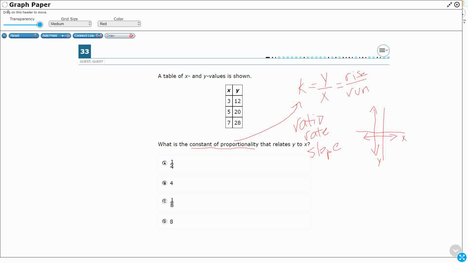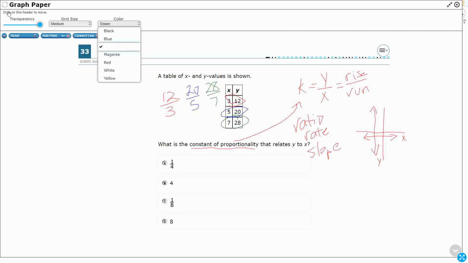So let's take a look at our x's and y's, right? We've got this first section right here. Let's just look at 12 over 3. We could also look at this second section here. That's going to be 20 over 5. And we could look at this third section here. That's going to be 28 over 7.